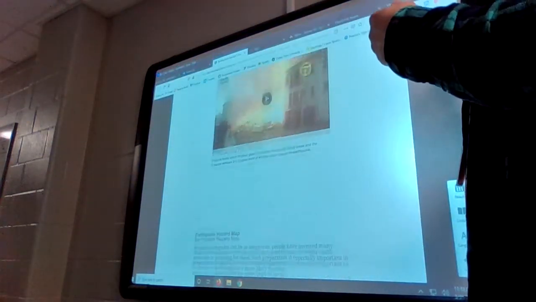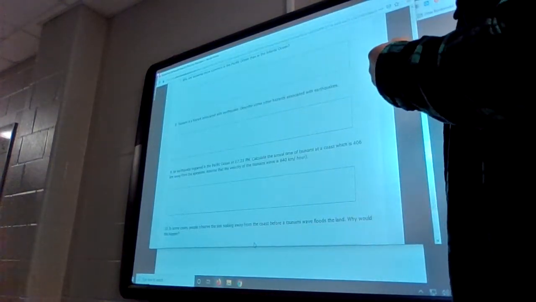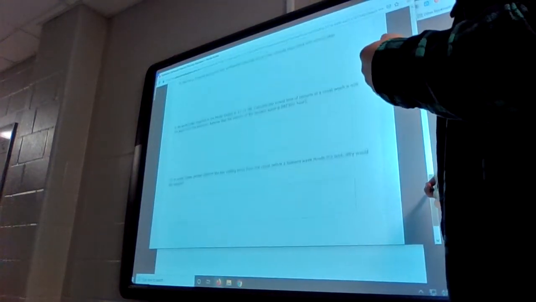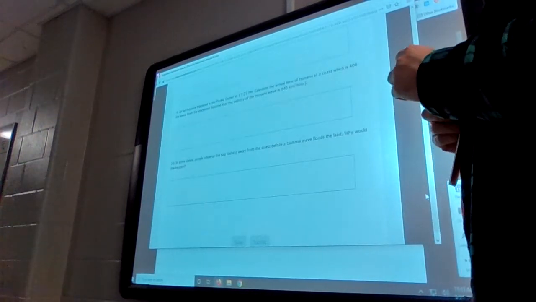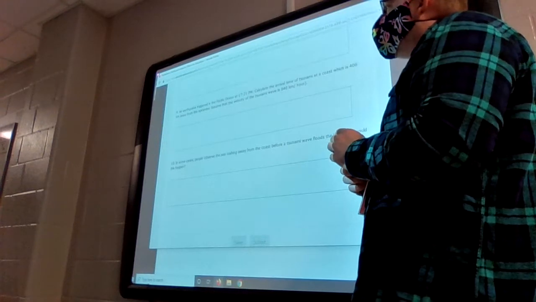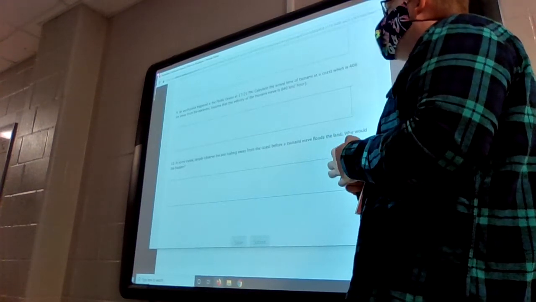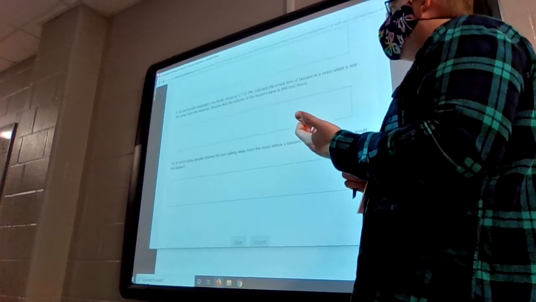Number 9. Oh, wrong one. An earthquake triggered in the Pacific Ocean at 17:21 p.m. Calculate the arrival time of the tsunami at the coast, which is 406 kilometers away from the epicenter. Assume that the velocity of the tsunami wave is 840 kilometers per hour.